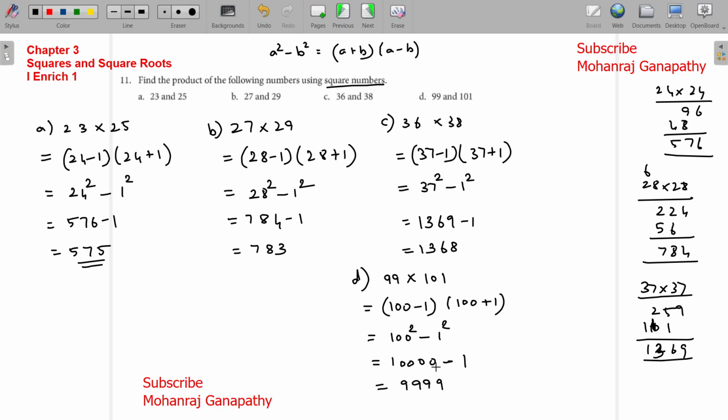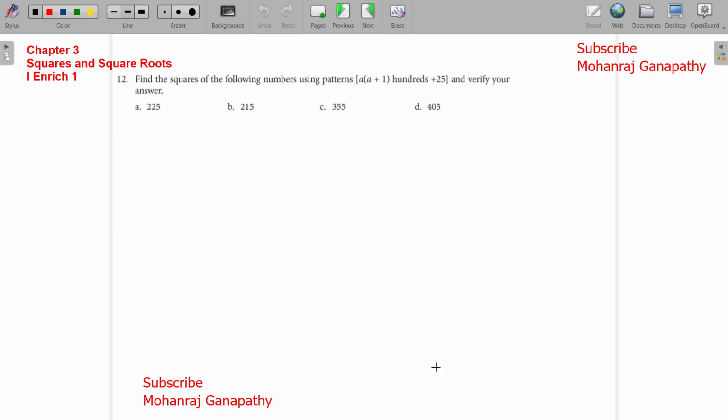Are you clear with this? Shall we move on to the next sum? 12th sum. Find the squares of the following numbers using the pattern A into (A plus 1) hundreds plus 25. Since the last digit is 5, we are going to use that method.